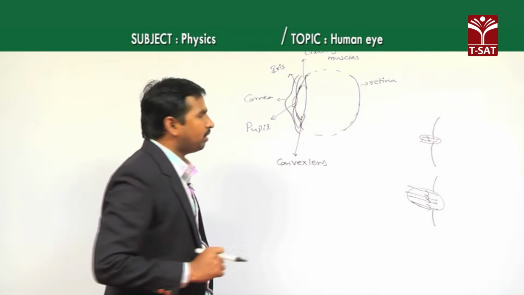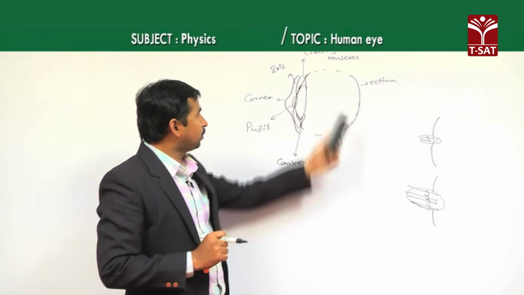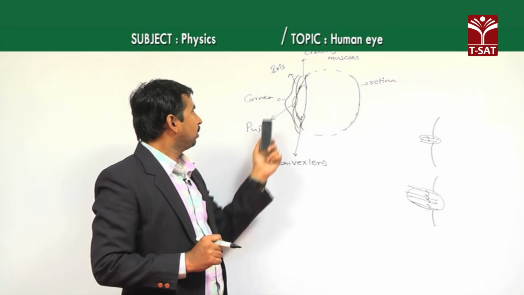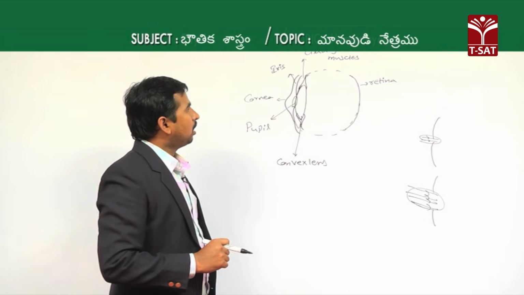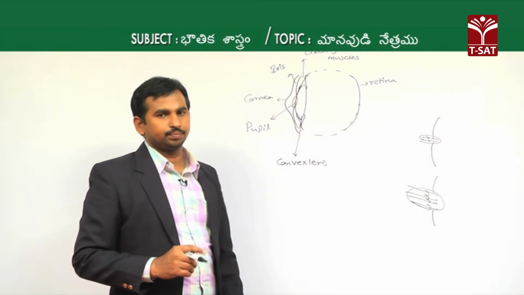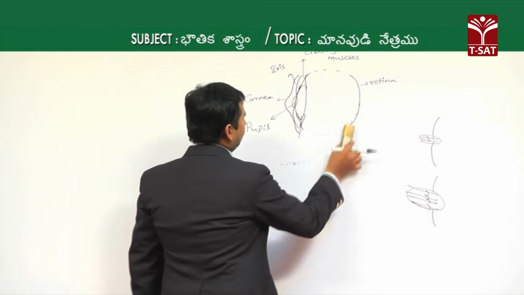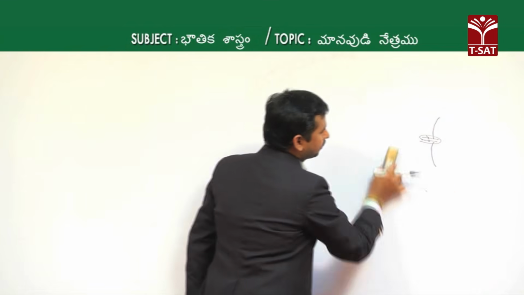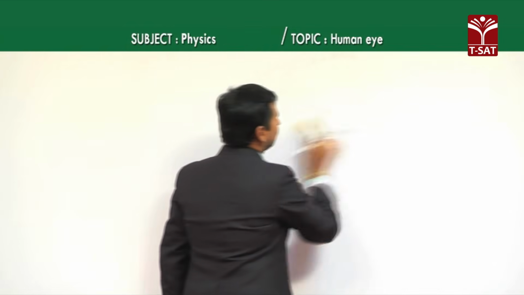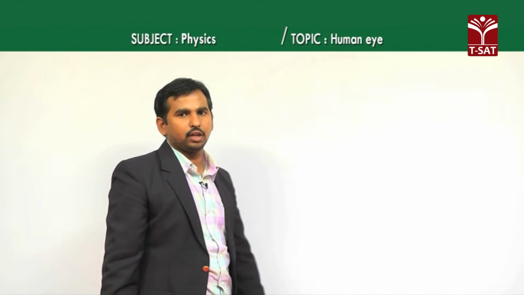So, these are the 5 important parts we have, that is of ciliary muscles, iris, pupil, cornea. Okay. Now, we will see how this eye lens works. Whenever you are seeing near distant objects and far distant objects, as I said, our ciliary muscles are adjusting the focal length of the eye lens.